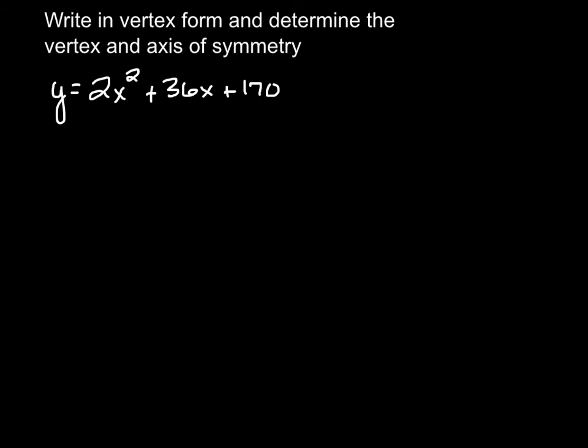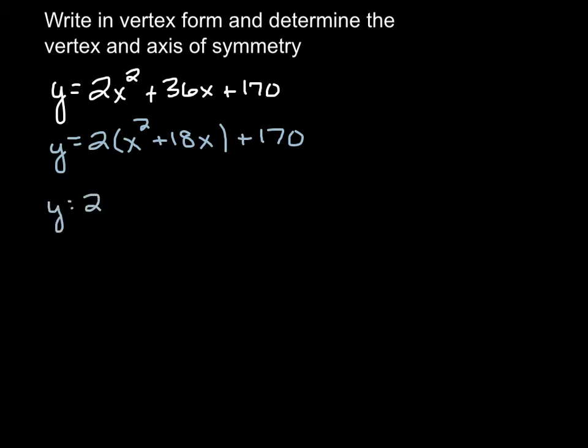Alright, for this one, they want us to write in vertex form and determine the vertex and axis of symmetry. So we don't have to graph it this time. In the last problem, we saw that this term was 1, but here we got a 2, so we got to fix that before we do anything. But we are going to do completing the square as well. If we complete the square, this also has to be 1. So I'm going to factor the 2 out of the first 2 terms, because that's primarily what we deal with when we're completing the square.